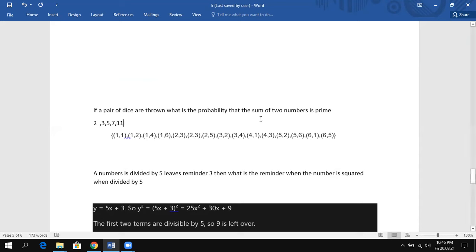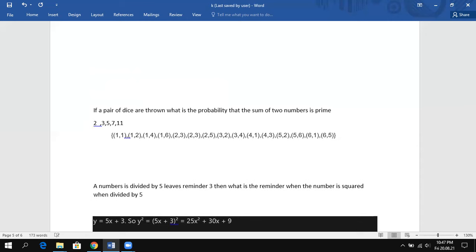So what are the possible numbers on the pair of dice that could result in a prime number after the summation? These are the possible outcomes which, when summed, could result in a prime number. So 1 plus 1 is 2, so for 2 we have only one combination. For 3, 1 comma 2, and likewise we have all these numbers. So in total we have 15 outcomes.